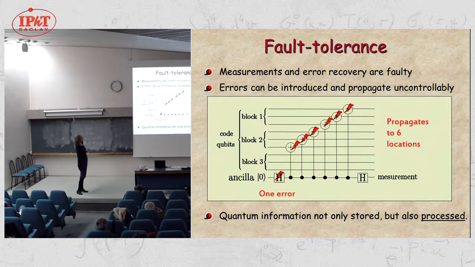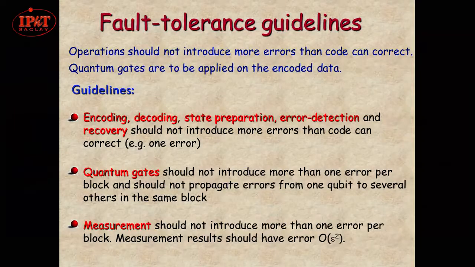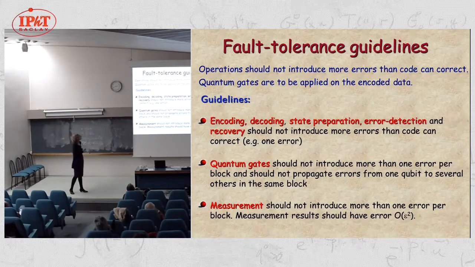Yes, so this is still making my point that we need to be a little bit smarter, because we not only need to store but process, and we can introduce errors. So there are principles of fault tolerance, and it turns out we can actually follow them by judiciously designing our gates and our codes. Operations should just not introduce more errors than the code can correct.